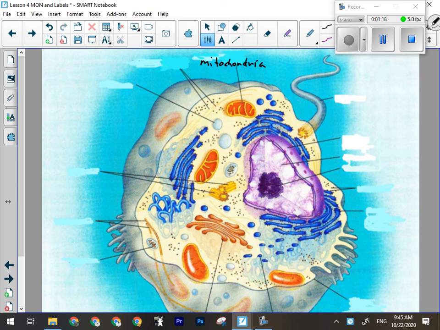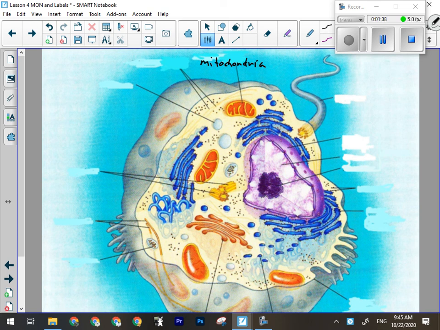So you may have heard back in junior high that the mitochondria is the powerhouse of the cell. And that's not entirely inaccurate. That is what it does. But at the high school level, we're going to want you to say something like carries out cellular respiration, burns sugar for energy, something a little more technical than powerhouse of the cell.